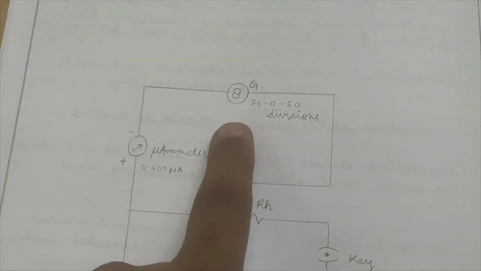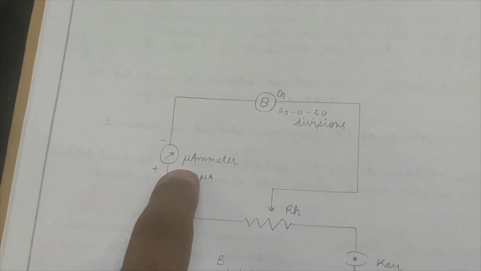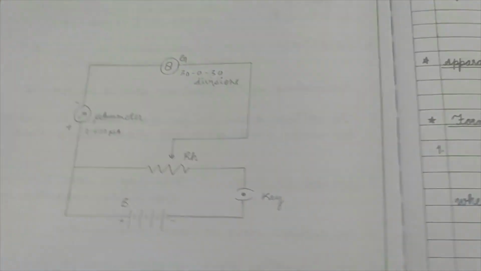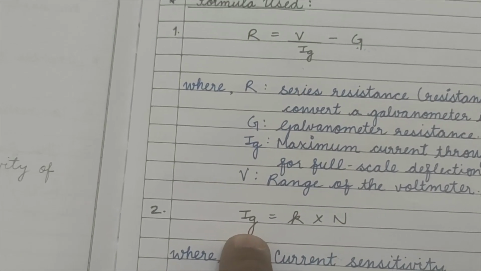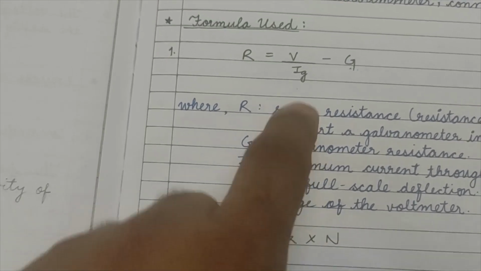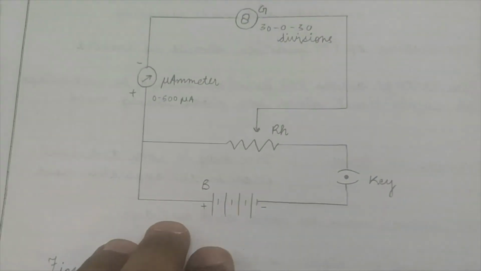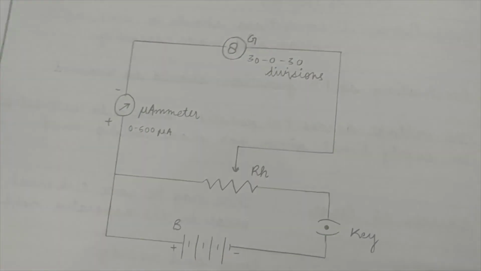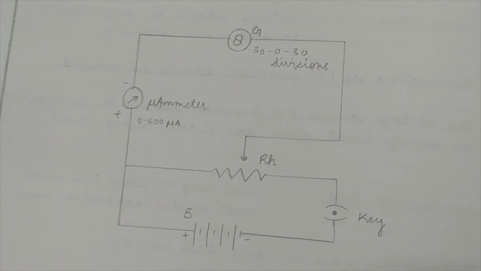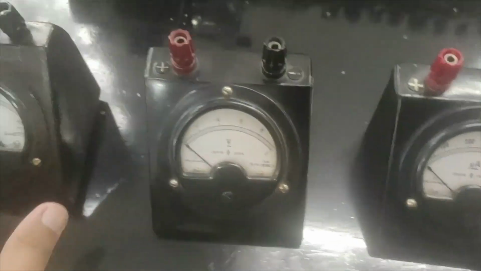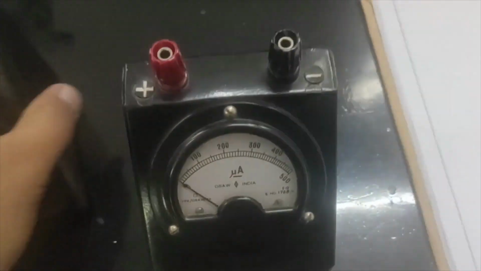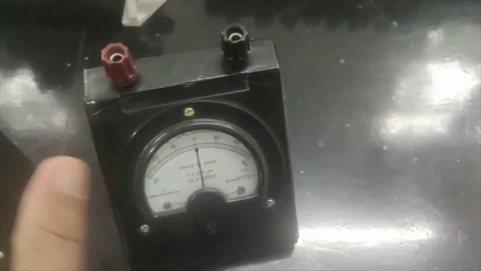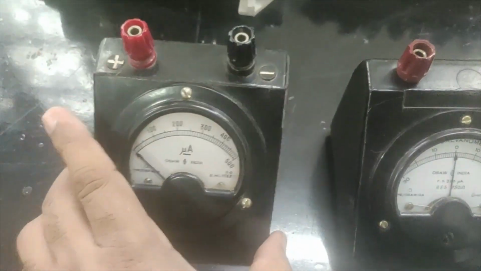So what we need is the galvanometer and the microammeter. This is for finding out the current sensitivity, this value K, so that we can take the Ig when multiplied by N to put here. So this is the circuit for measuring the current sensitivity of the galvanometer. We need a galvanometer, we don't need the voltmeter. Let us fix this here. We need a galvanometer, and then I need the microammeter.